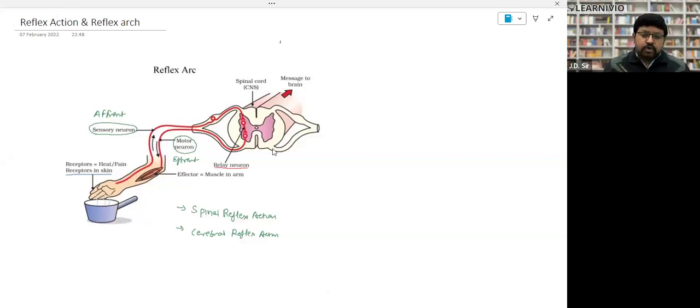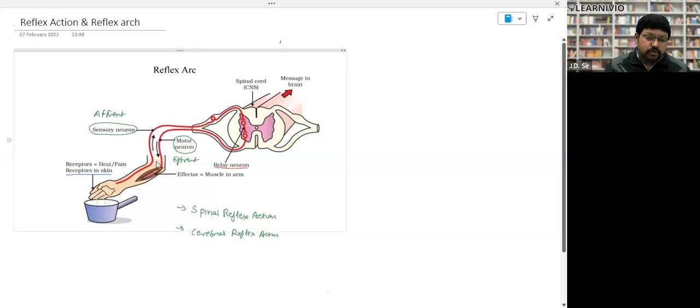Right? So, how are reflex actions controlled? Suppose that I have touched a hot object. What will happen? The receptors present in the skin are receptors of heat or pain. They will sense the temperature. The message will be taken from the hand to our backbone with the help of the sensory neuron or afferent neuron.